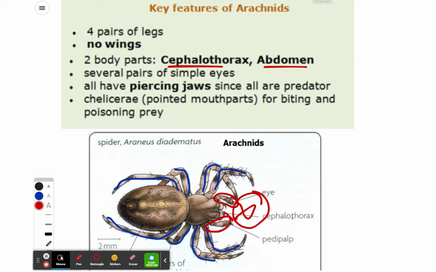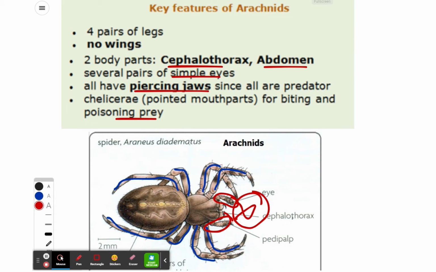Third one, several pairs of simple eyes. This means they have several pairs of eyes. They have piercing jaws to catch their poisonous prey. That's it. So these are some information.